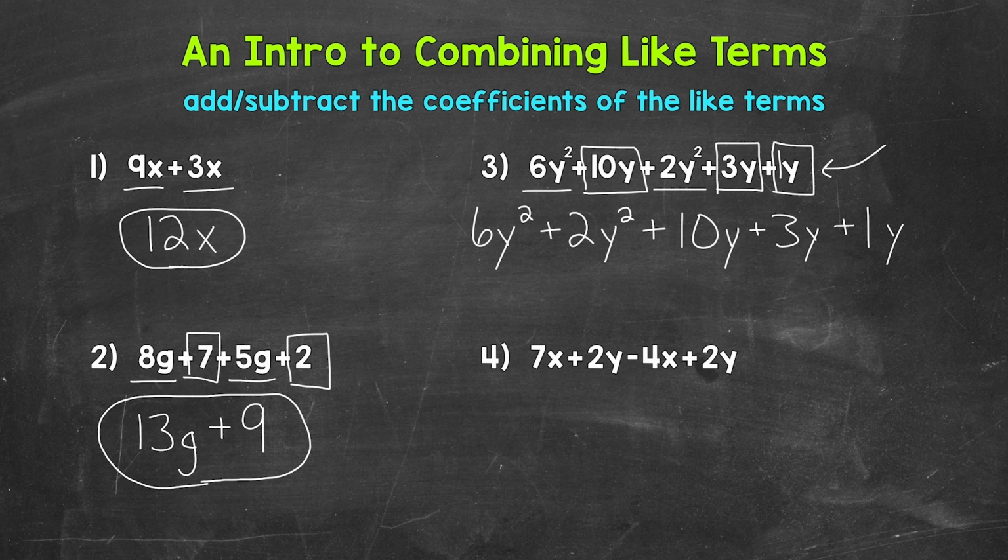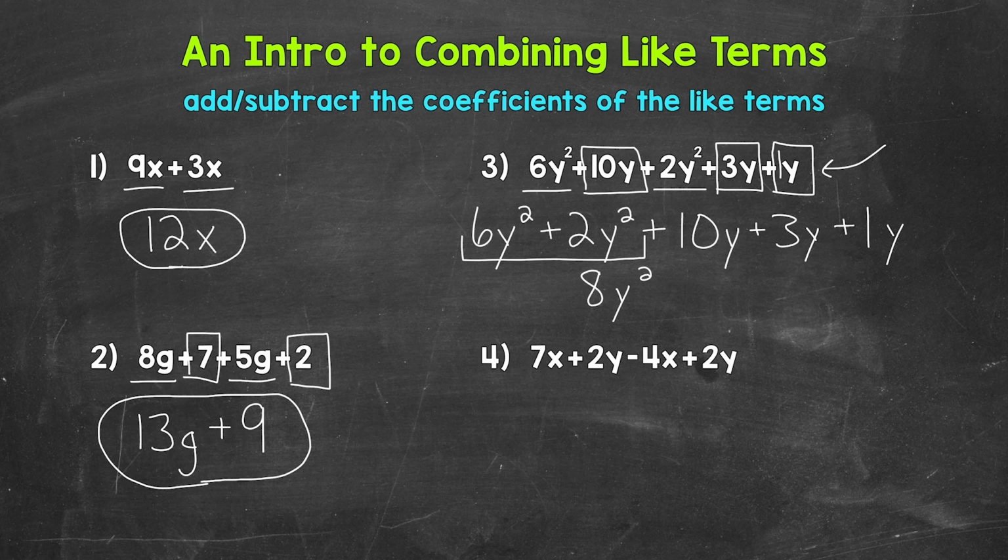So this is a strategy to keep in mind. Now, do you have to do this step in order to combine like terms? No, but it can be helpful. Now we can combine like terms. We will start with 6y squared plus 2y squared. So add the coefficients. 6 plus 2 is 8.